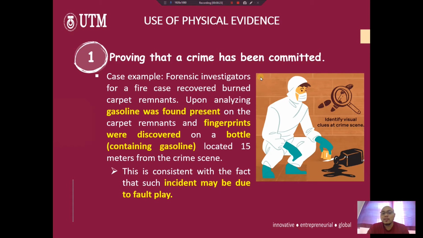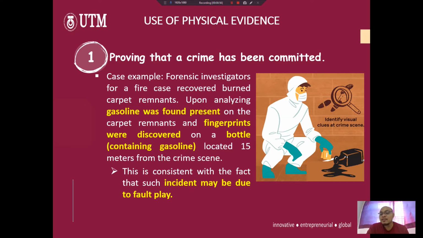Let's say in this kind of example, in a forensic investigation of a fire case, you recover burnt carpet remnants. Upon analyzing, gasoline was found present on the carpet remnant and fingerprints were discovered on a bottle located 50 meters from the crime scene. So at the fire investigation, you took the sample of the carpet remnants, and then at the crime scene as well, you found a bottle containing gasoline. So it's kind of suspicious.